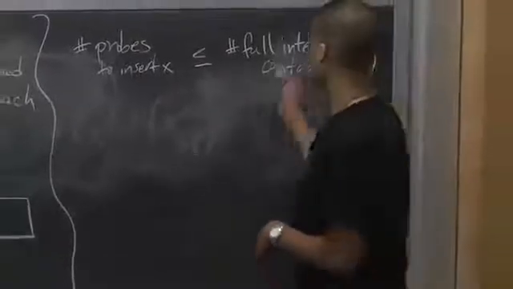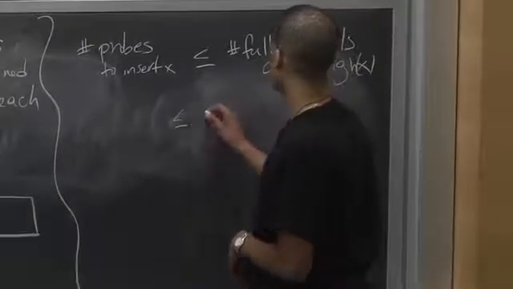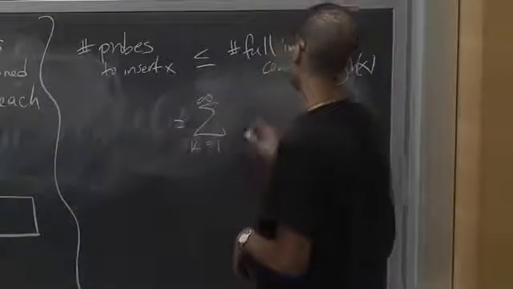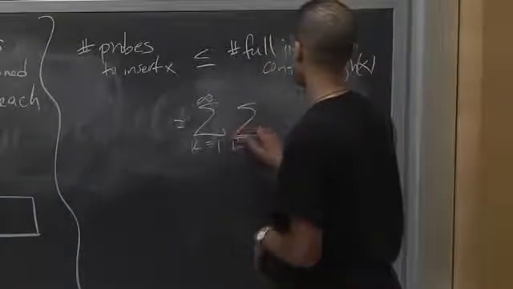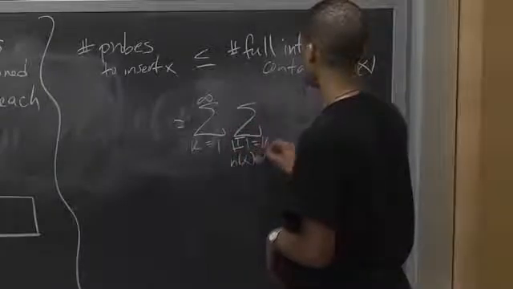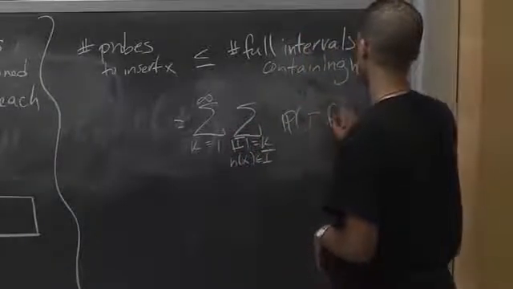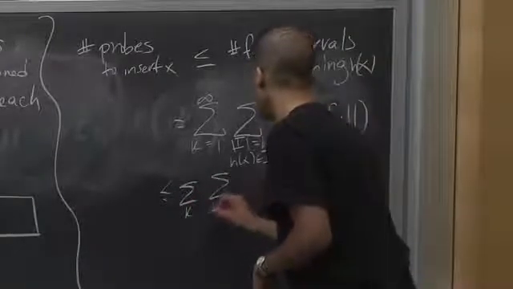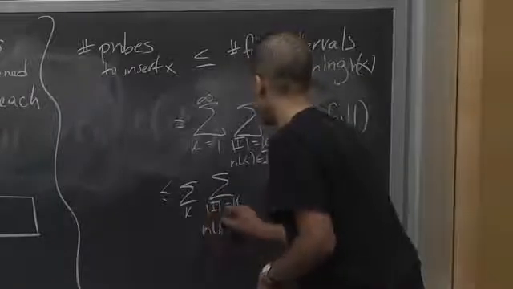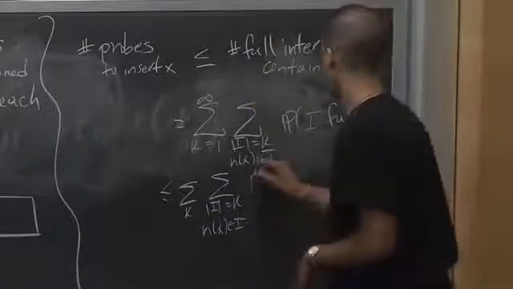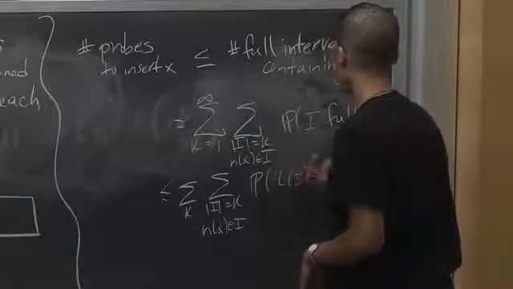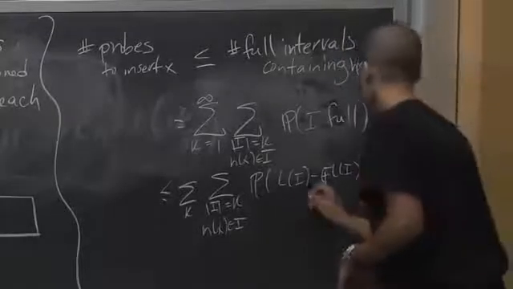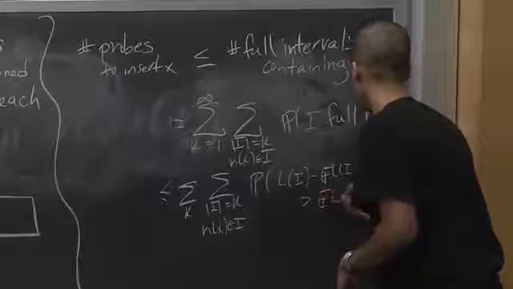And then we said this thing here is at most the sum over all k. Well, it's equal to the sum over all k from 1 to infinity, the sum over all intervals of size k such that h of x is in I, of the probability that I is full. And this is at most the sum over k, the sum over the same kind of I, h of x is contained in I, of the probability that L of I minus the expectation of L of I is at least the expectation of L of I.